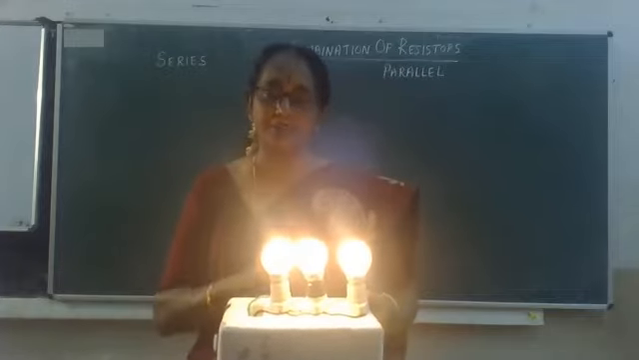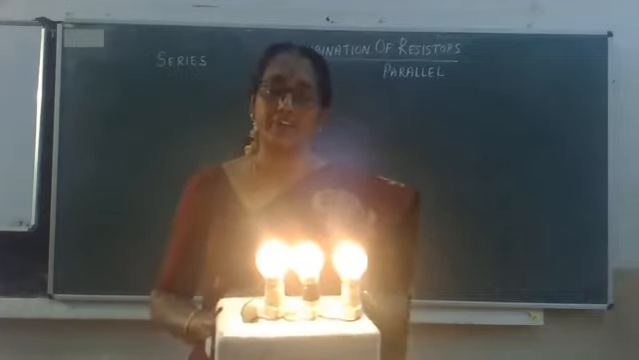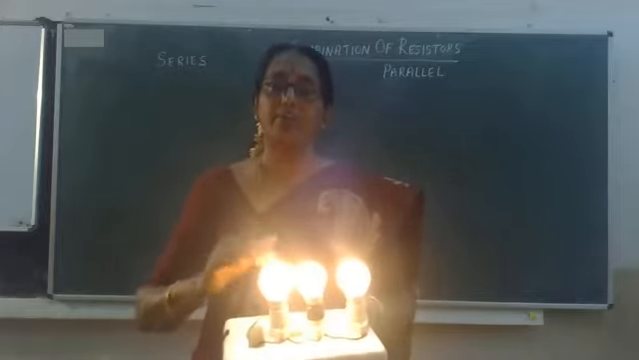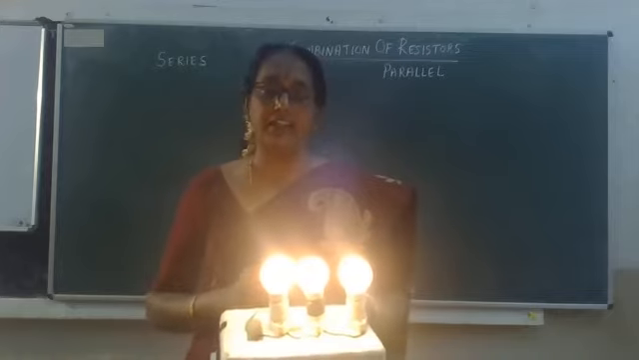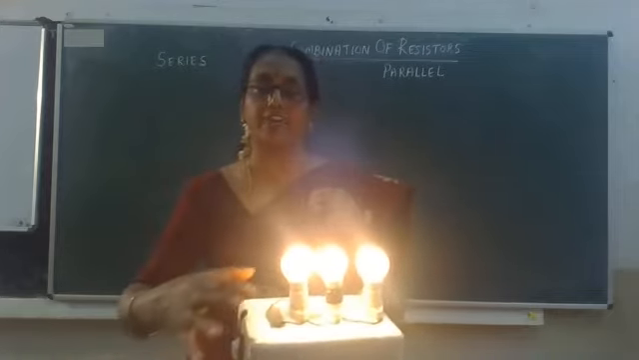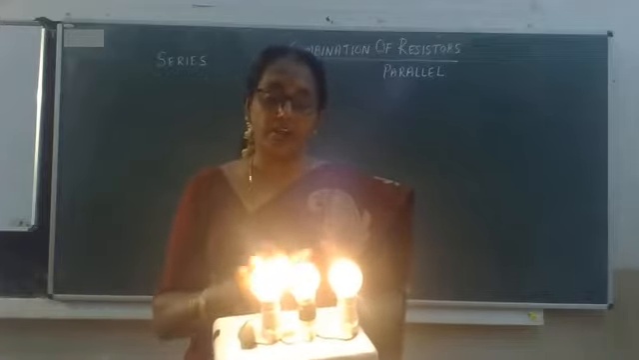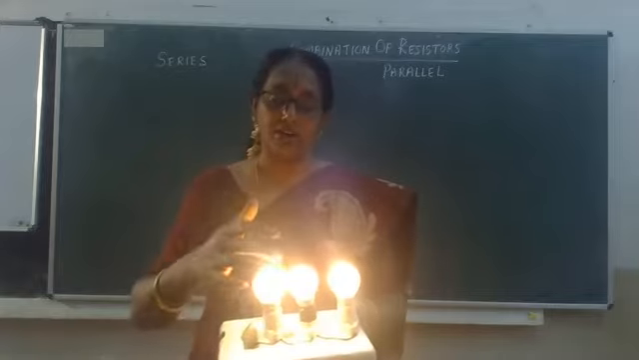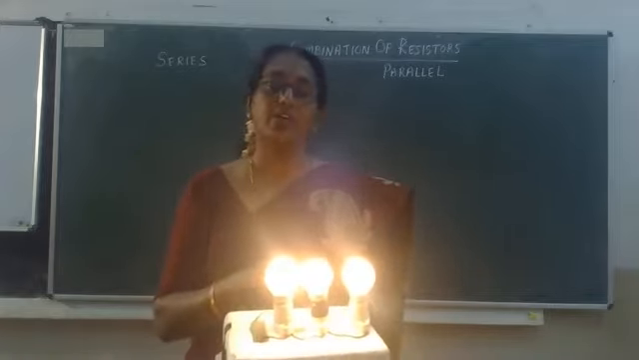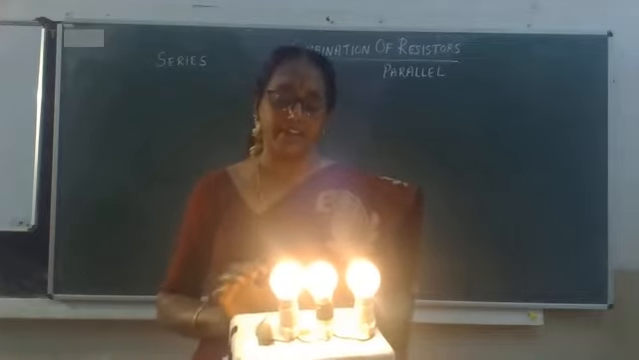Same bulbs, same kind of power supply, same voltage I have given, and in this kind of connection, the bulb is glowing with much more luminosity. The reason is each bulb is getting an equal value of potential difference. The current is shared according to their capacity, and all the bulbs are getting the same amount of potential difference. They can glow with the maximum capacity of that particular device.